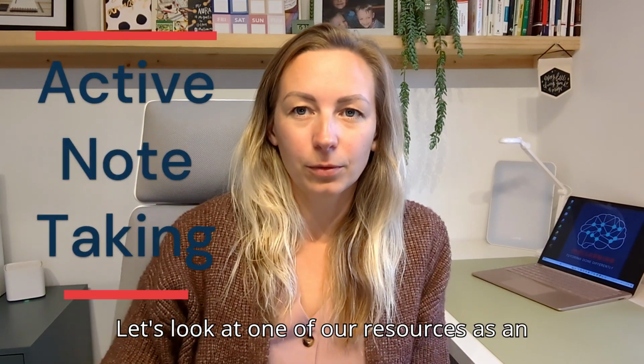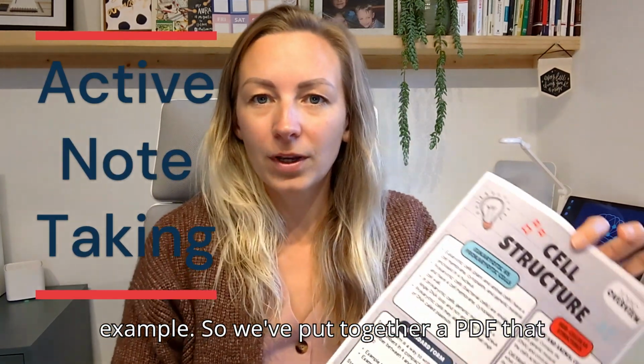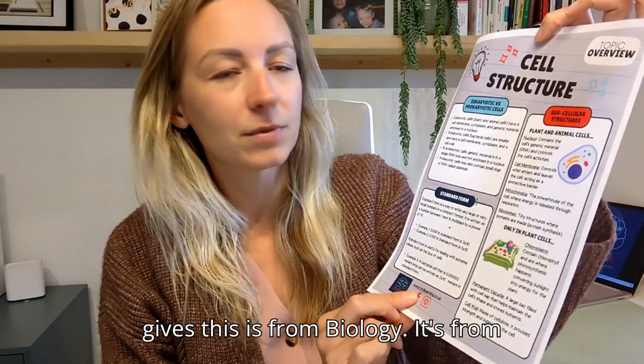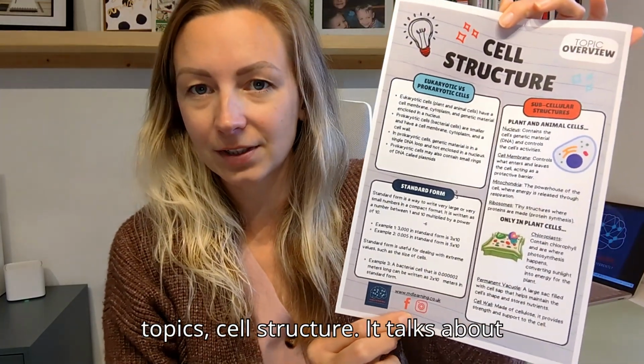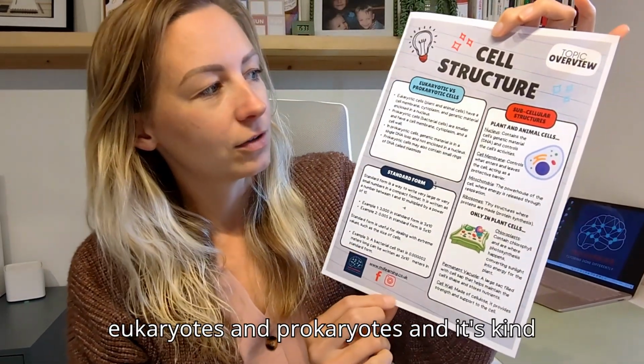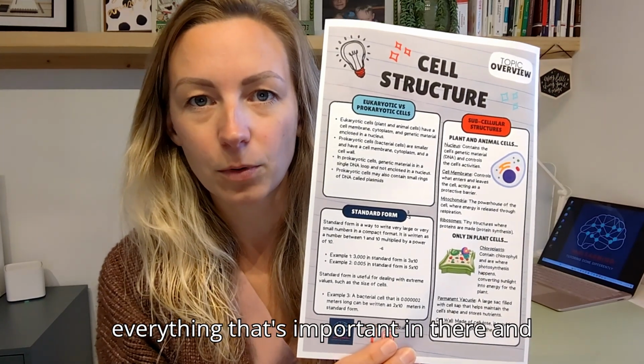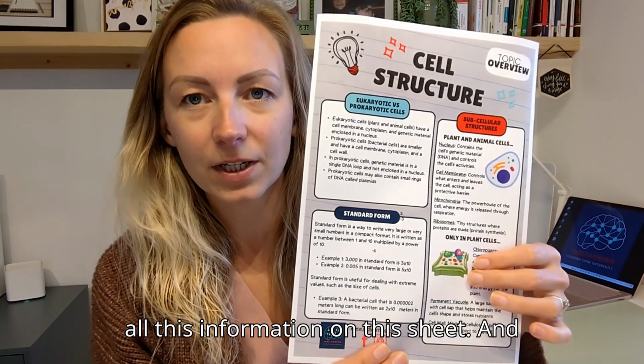Let's look at one of our resources as an example. So we've put together a PDF. This is from biology, from cell biology, from one of the first topics, cell structure. It talks about eukaryotes and prokaryotes. And it's kind of an overview of the topic and everything that's important in there. And all this information is on this sheet.